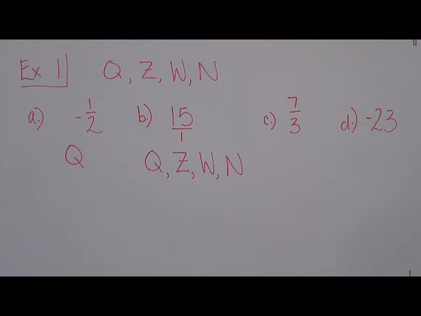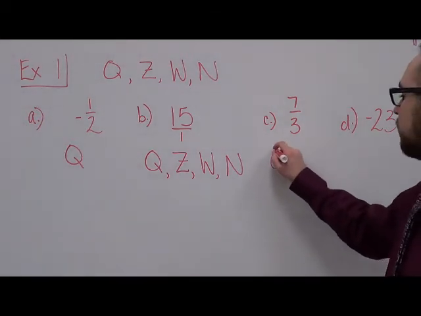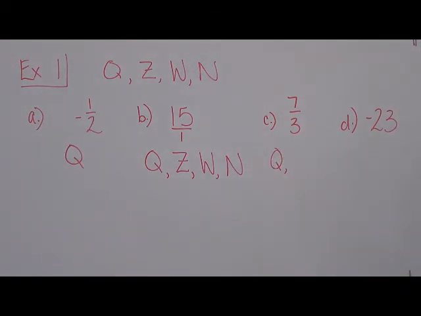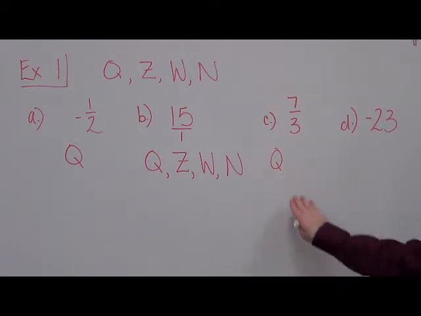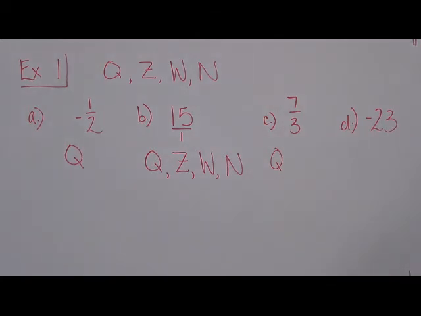Alright, so let's take a look. I'll go ahead and give you answers for this now. 7/3, it can be written as a fraction, so we know it's Q. But is it an integer? It is not, so it's actually just rational, it's just a Q.